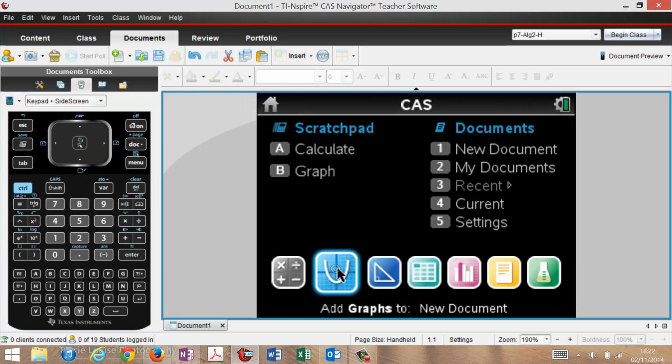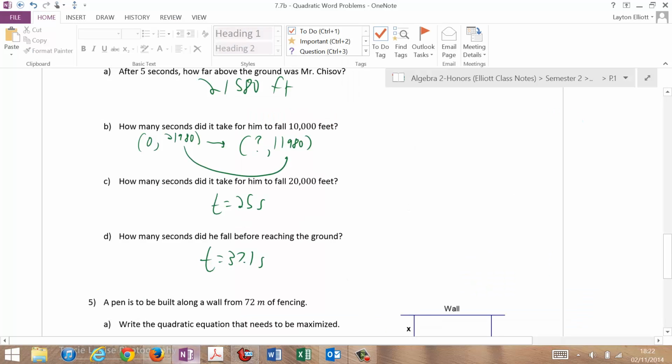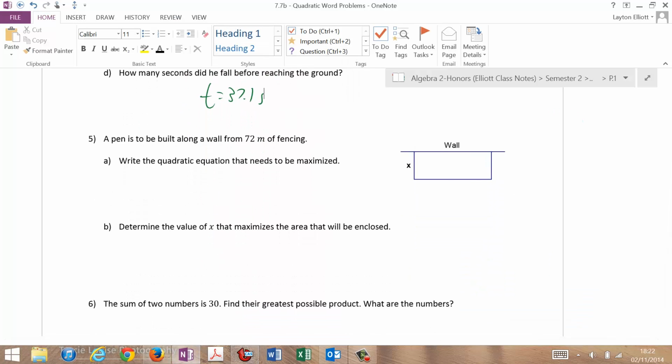I'm going to add a new page for the next problem. So go back, add a new graph, and now let's go to here, number 5. Right, the quadratic equation that needs to be maximized. Okay, it says a pen is to be built along a wall from 72 meters of fencing. We've actually seen problems like this before when we did factoring. So here's 72 meters of fencing.